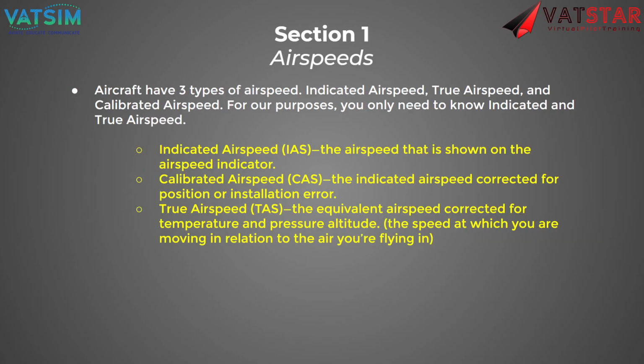All right, so we're talking about the airspeed indicator a little bit. Aircraft have three types of airspeed: indicated airspeed, true airspeed, and calibrated airspeed. For our purposes, you really only have to know indicated and true airspeed. You're not going to have to worry about calibrated airspeed because you're not in a real airplane.